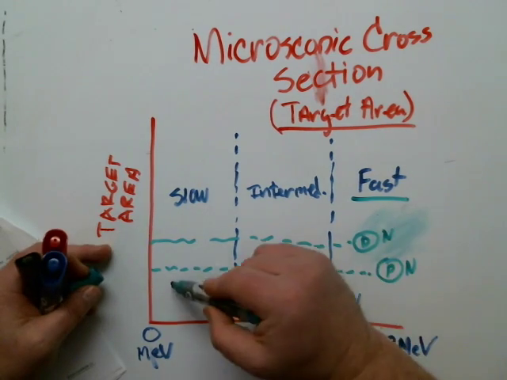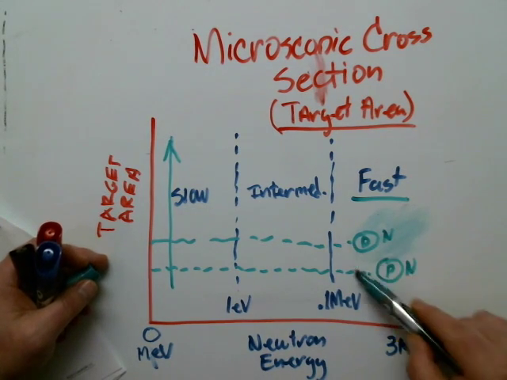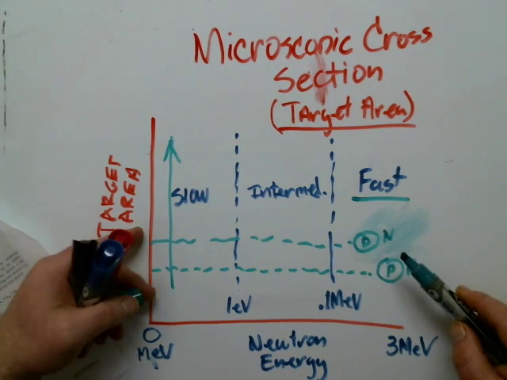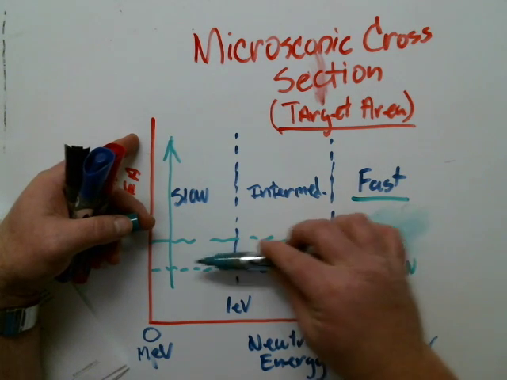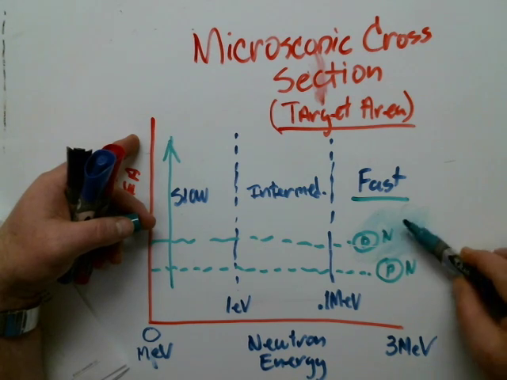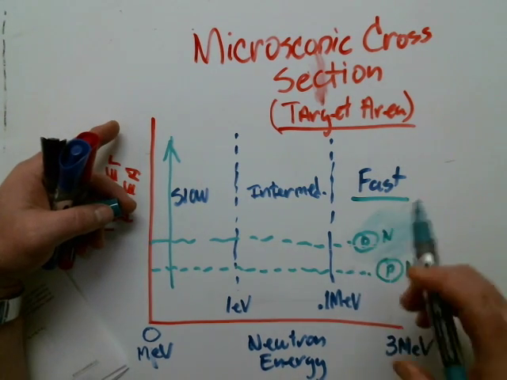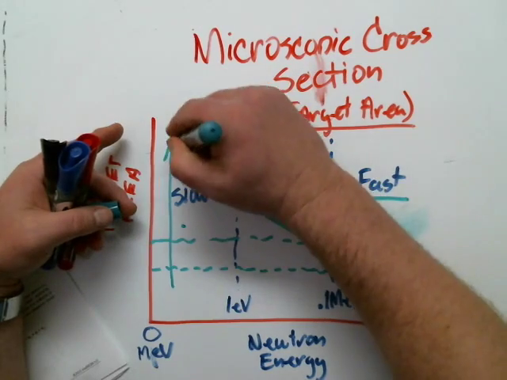If I want to increase the target area for these very high energy neutrons, I need to slow them down. I need to go in this direction. This is going to be so important. I need to get from this fast spectrum to the slow spectrum so that I can increase the target area.